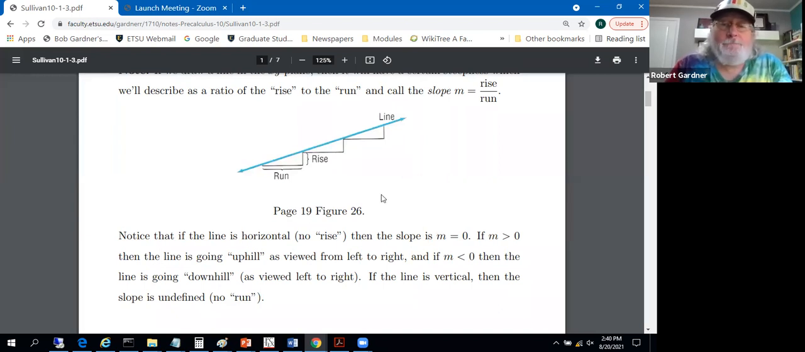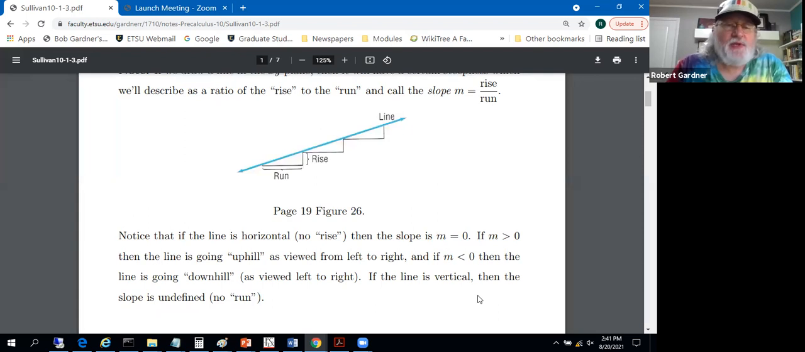So if the slope is positive, the function goes uphill. That's exactly what's happening here. If the slope is negative, then the function will be going downhill as viewed from left to right. And what we would have for negative slope is we might run a little bit, but the rise would be negative. So we would go over and down. The rise part would be negative. That would produce a negative quotient. We could alternatively go backwards and up. In both cases, this would lead to a line that goes downhill as viewed from left to right.